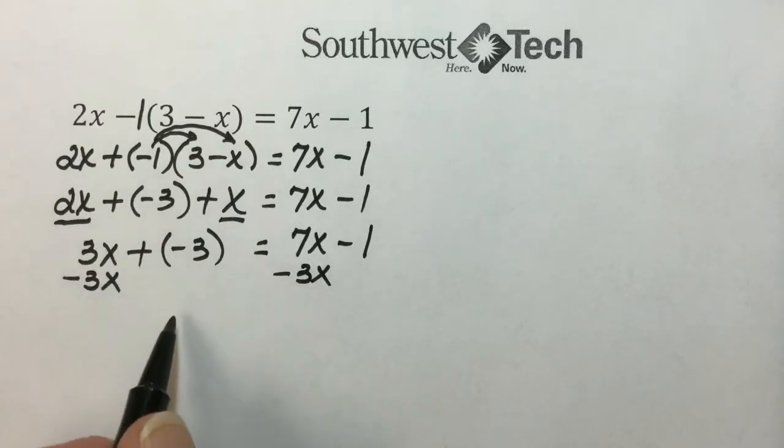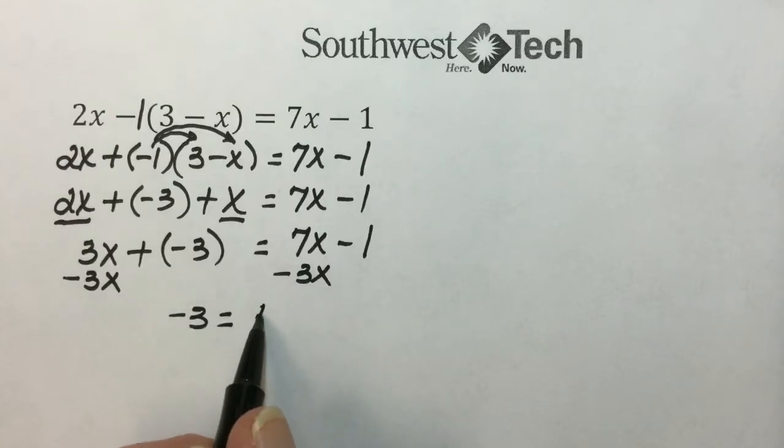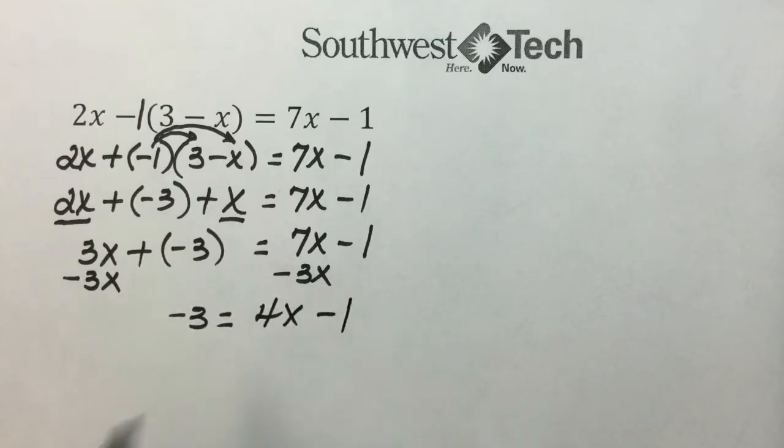3x's cancel out, leaving the negative 3. 7x minus 3x is 4x with the minus 1. Now we're down to working our way backwards through the order of operations to get to the variable. Undo this subtraction with addition by adding 1 to both sides.